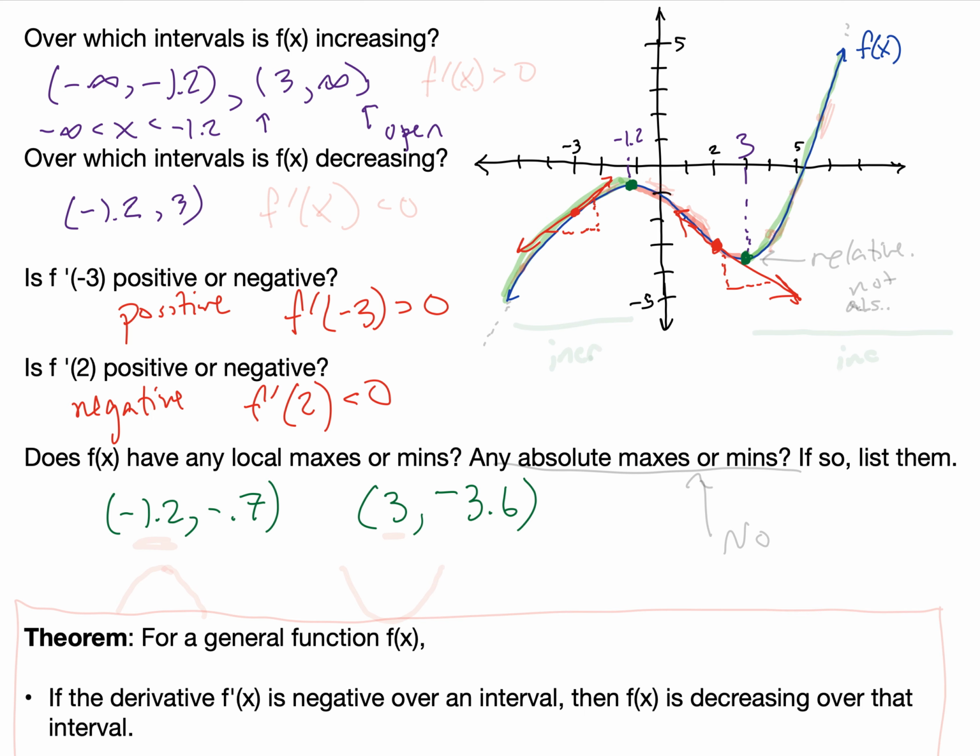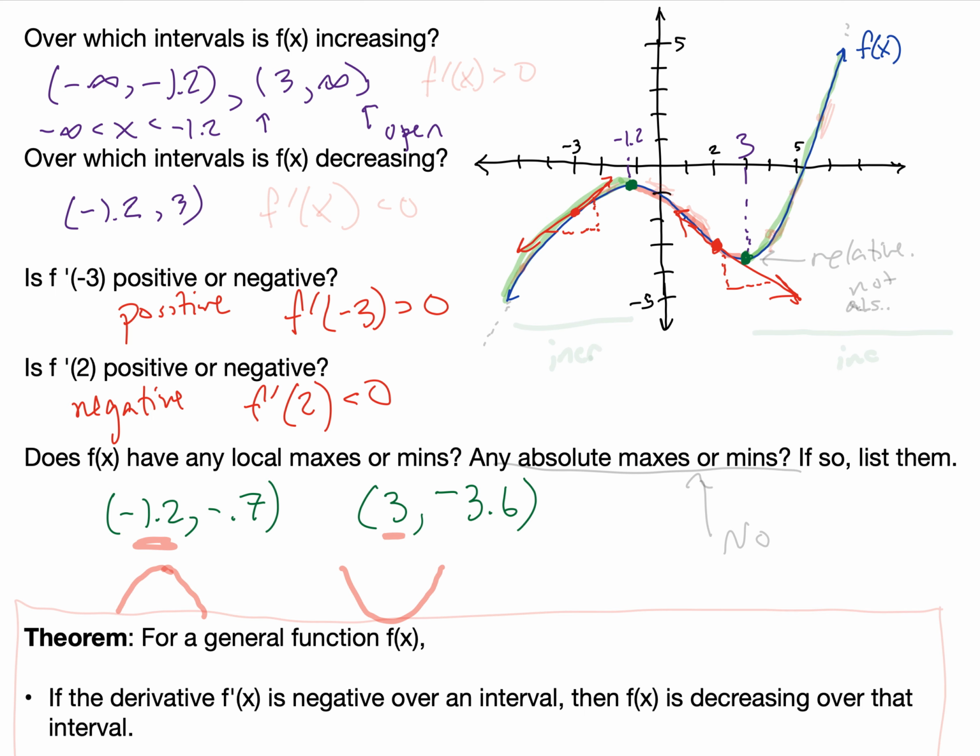So is there anything to note here? One thing to note is that we saw that the function was increasing up until negative 1.2 and then decreasing. That's also where our local maximum is. At the local min at x equals 3, what was happening? The function was decreasing and then increasing. So, okay, that makes sense.